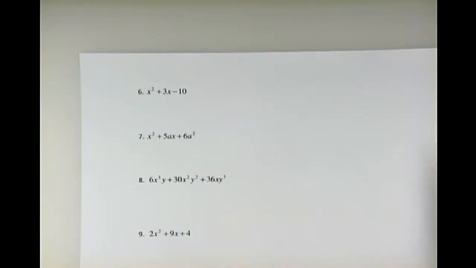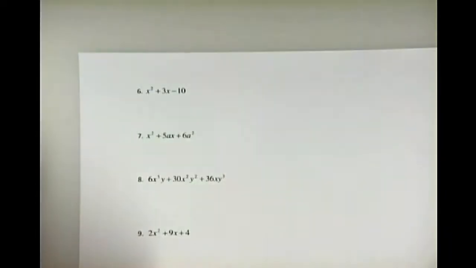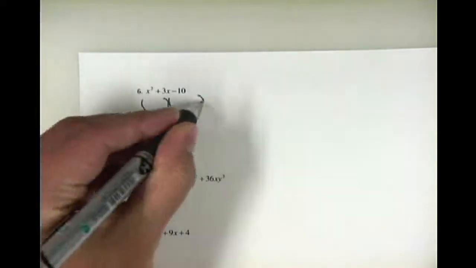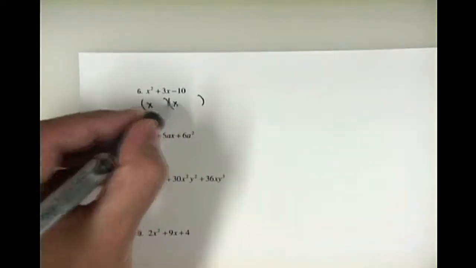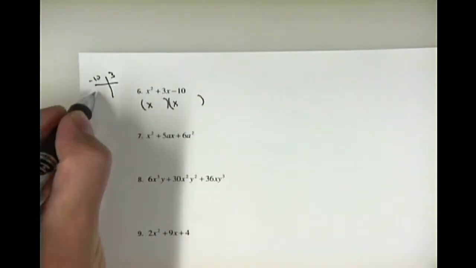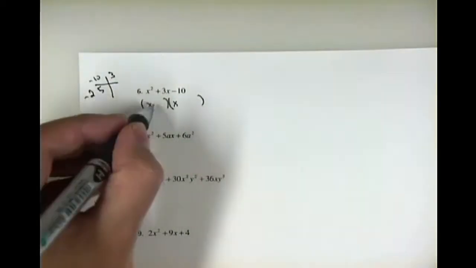X squared plus 3x minus 10. Again, we're factoring. There's not a number in front of x squared, so if you want to take your shortcut, you can, where there will be an x and x. I like to draw my t-square anyway, just so that I can really see visually my factors, because I am a visual person. How about 2 and 5 with the 2 being negative?